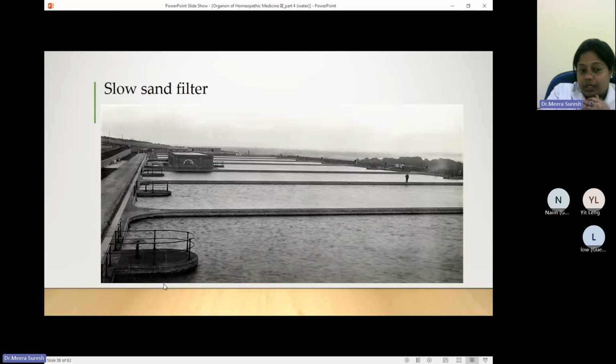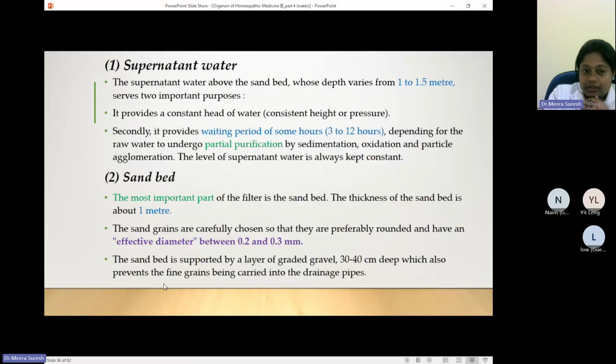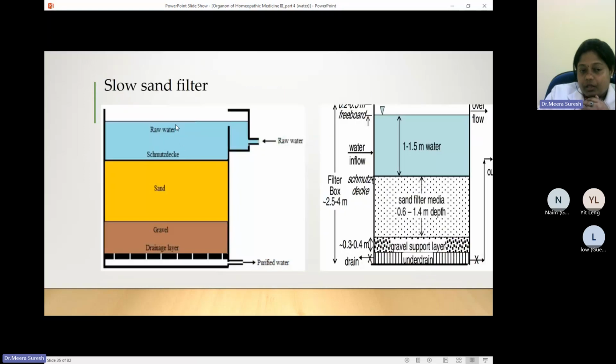So what we now see is actually the water only. Underneath there is a filtration mechanism that is going on. So what that filtration mechanism is, the diagram is over here. We have superficially a supernatant, a superficial layer of water, the raw water, which is not being treated. There will be an inlet pipe through which the raw water enters.